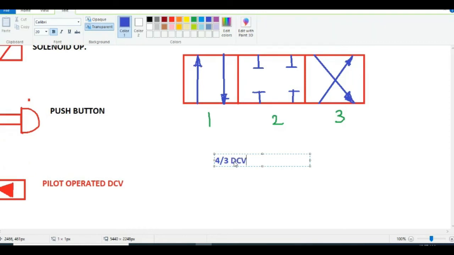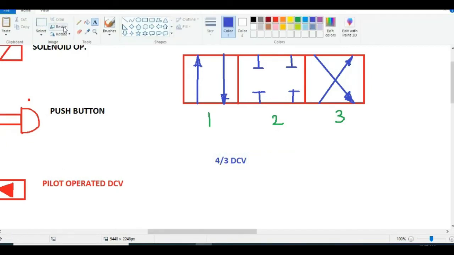position direction control valve. Okay, 4 by 3 position direction control valve. No need to note down the ports and ways or the positions. You can directly note down 4 by 3 direction control valve. If it is operated like this, then it is called the roller operated. Okay, this is the roller operated.